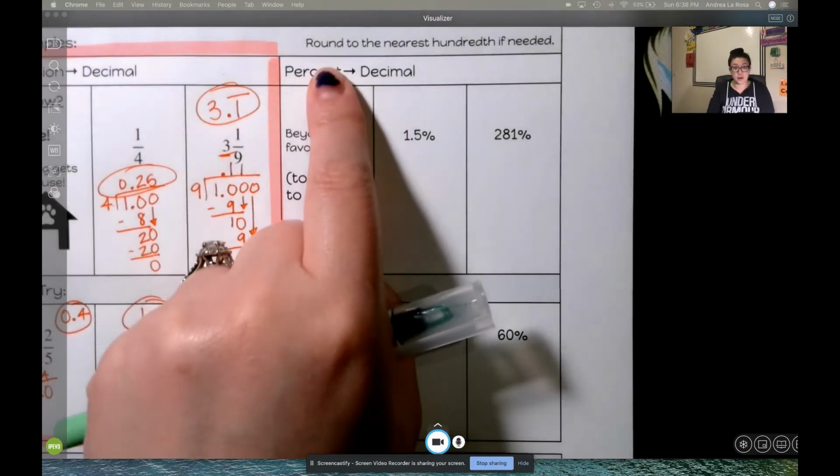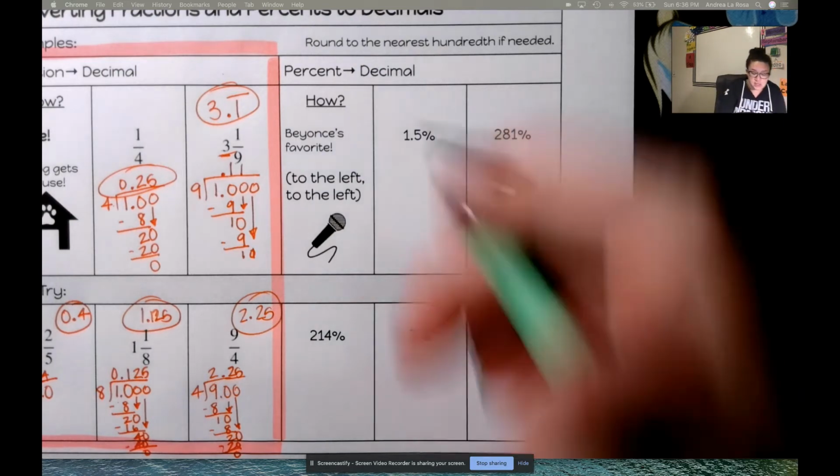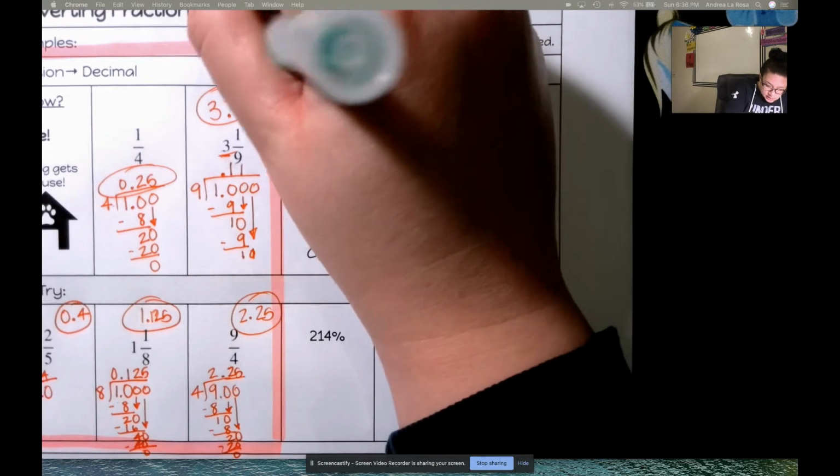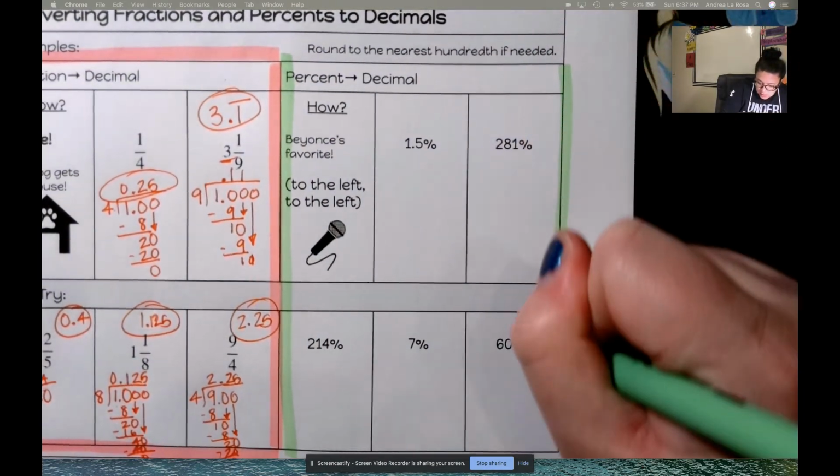Now we're going to convert from percents to decimals because again, we need to turn everything into decimals so we can compare place value. So we're just going to focus on this box here, this percent to decimal section.